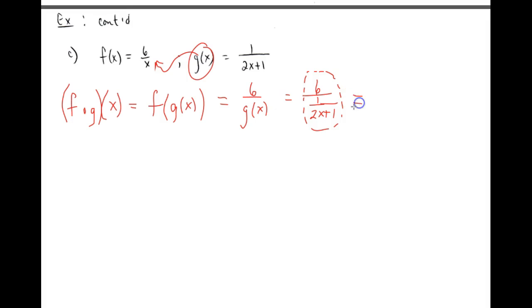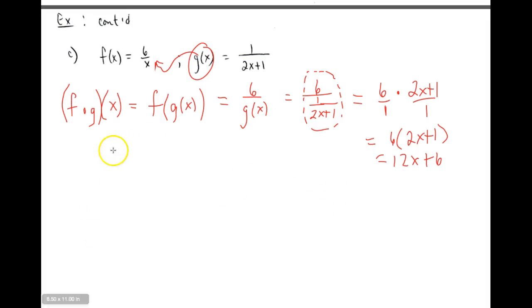If we continue to figure out just what the expression of the function will end up being, then this would just be 6 times, and then we flip this bottom fraction, 1 over 2x plus 1, which ends up looking like this. And of course, we can always write 6 over 1. So this would just end up being 6 times 2x plus 1, which is 12x plus 6.